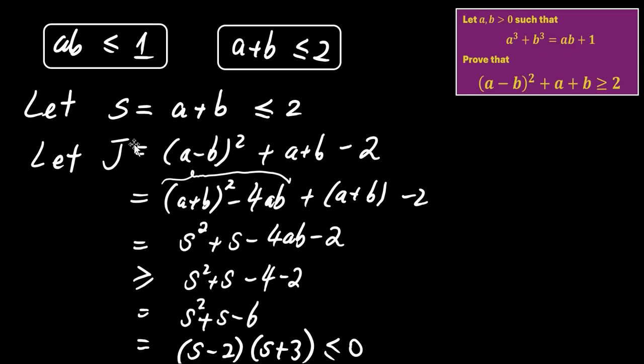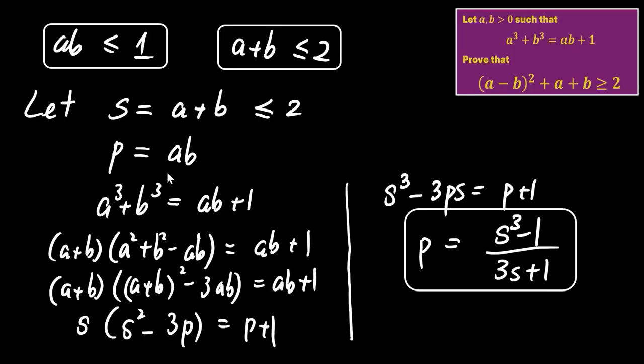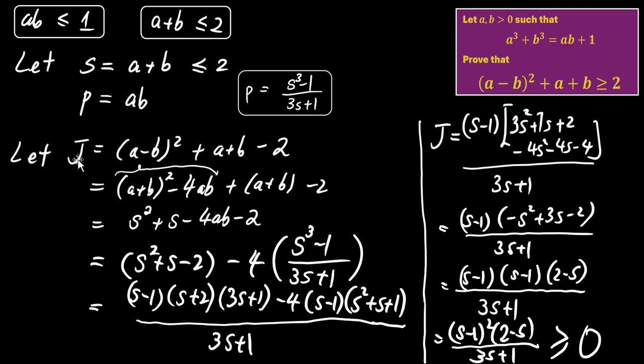Initially, we thought that using this method, we are able to show that J is greater than or equal to 0, but we failed. After introducing p equals ab and some algebra, we are now able to show that J is indeed greater than or equal to 0. And this proves the original inequality.